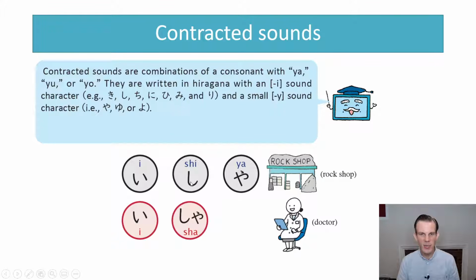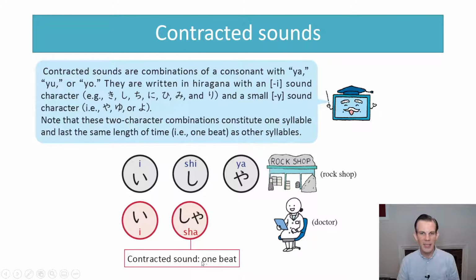You see we have the same shi and ya character, but the ya is small, right? So this is isha, isha. And you'll note that this contracted sound here is 1 beat. Usually 1 hiragana equals 1 syllable, equals 1 beat, but this is the exception to that rule. When you have a contracted sound with a small ya, yu, or yo, these 2 characters combine to give us 1 beat. So we have ishiya, 3 beats, isha, 2 beats. That's what a contracted sound is.